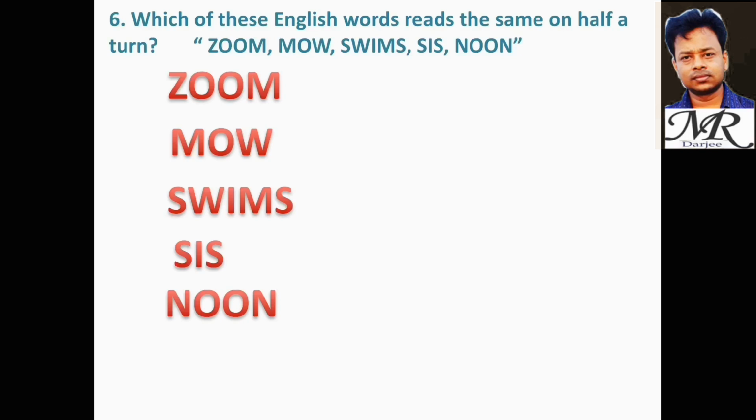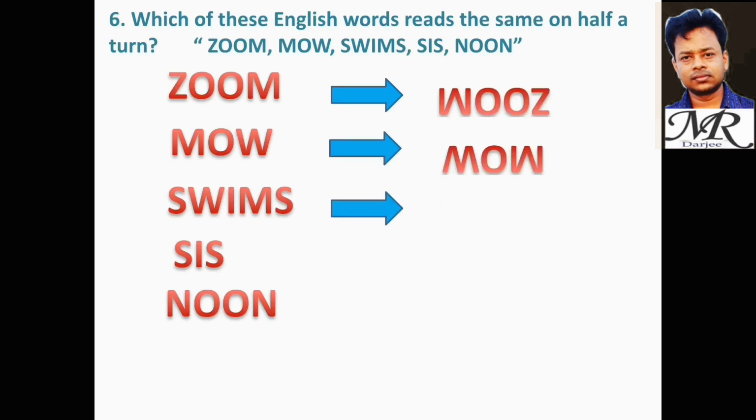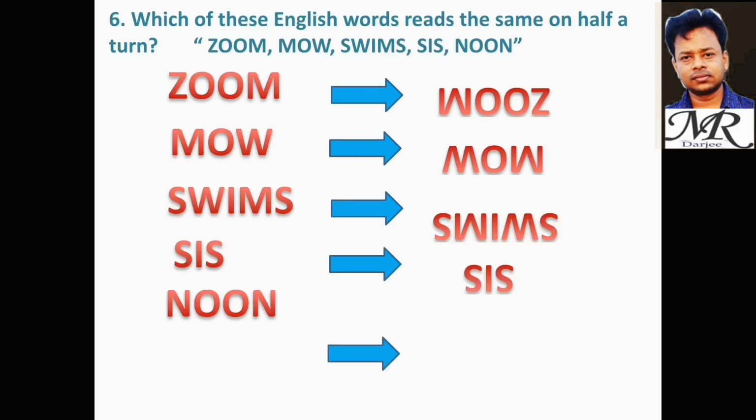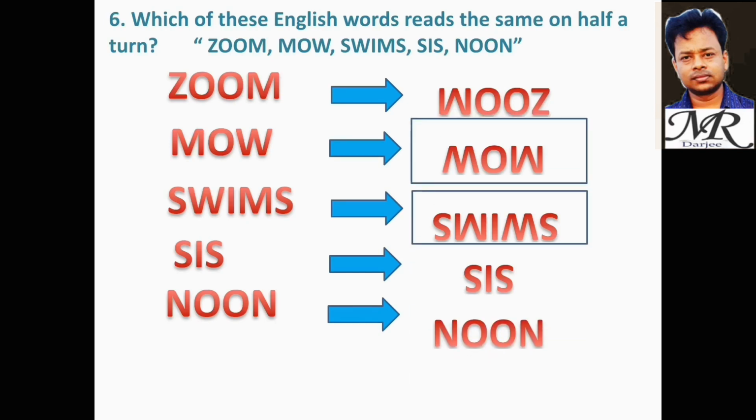Which of these English words reads the same on half a turn? Zoom, Mao, swims, sis, noon. Let us see. The English words that read the same on half a turn are Mao, swims, sis and noon.